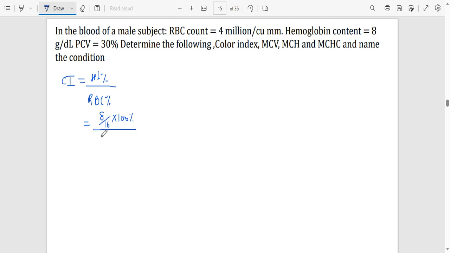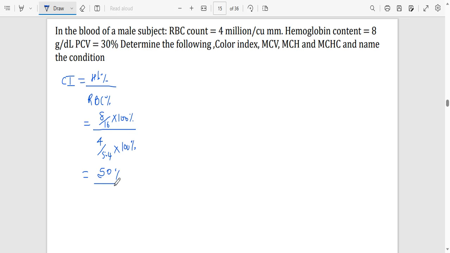Here we have 4 million, and the normal we gave in males was 5.4. Then we multiply this by 100%, and that will give us the color index. Now, let's punch this on the calculator. 8 divided by 16 is 1 over 2, times 100, that is basically 50%.